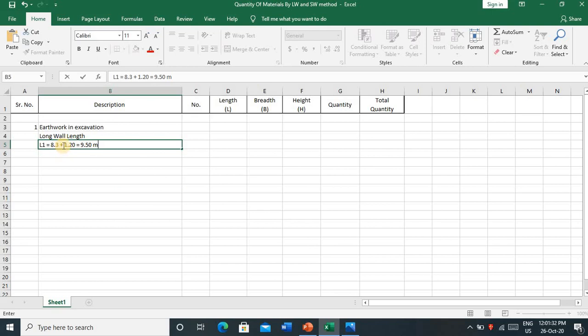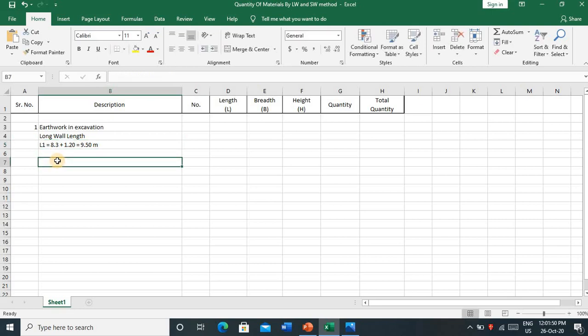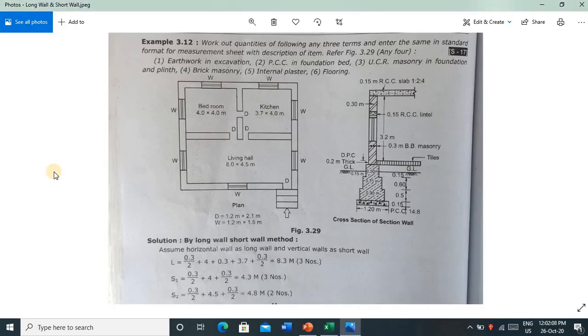Why we have added this length? Because the formula of long wall length itself says length of long wall plus width of an item, and when we calculate the length for short wall we deduct it from the length of short wall. Okay, see, length of short wall will be, there are two types of short wall. Short wall 1, for short wall 1 the length will be, see, what is the short wall 1 length? 4.3 meter.